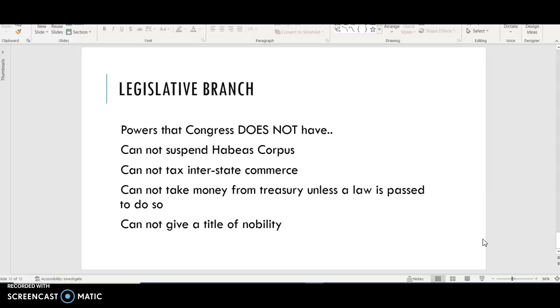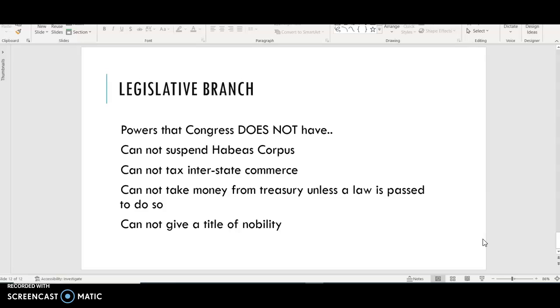And they cannot take money from the Treasury unless a law is passed. So the Treasury is basically where we store all of our money. They don't get to just take money out of there and use it for whatever they want. They actually have to vote on a law so the people of our country know what law was passed and why that money is being used.